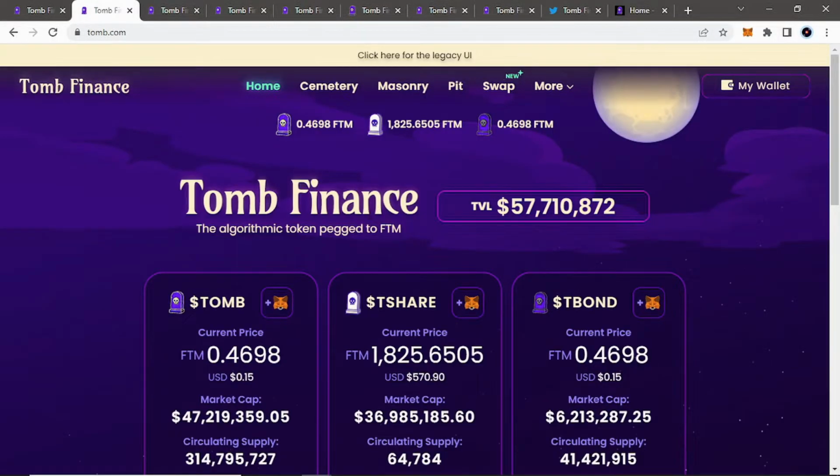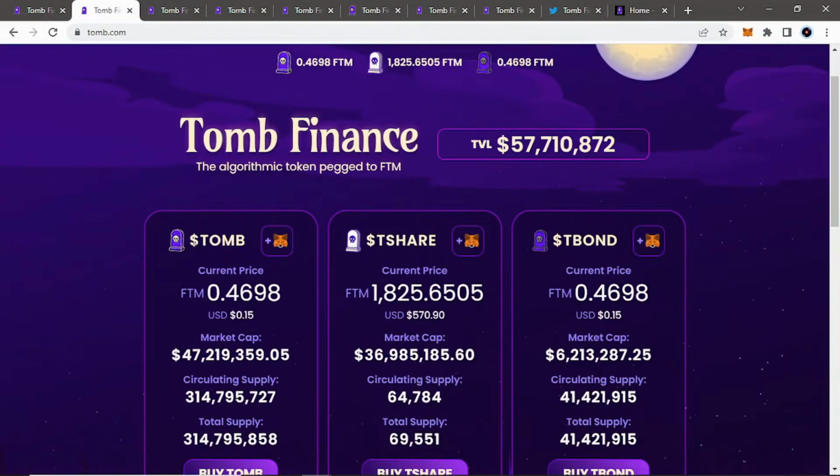And we can see with Tomb Finance, they have been around for quite a while, actually. And with Tomb Finance, their native token Tomb is actually pegged to the price of FTM. And if you are aware, FTM hasn't been doing too hot in the last several weeks and months, but they still managed to have a total value locked of about 57 million at the time of this recording. Now they are under peg because of the price of FTM being so low recently, but if you believe in FTM long term, this project could be for you.